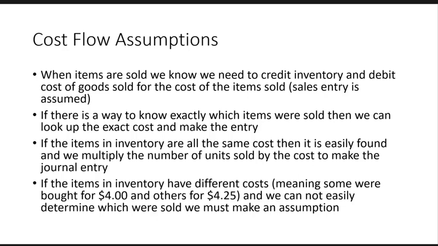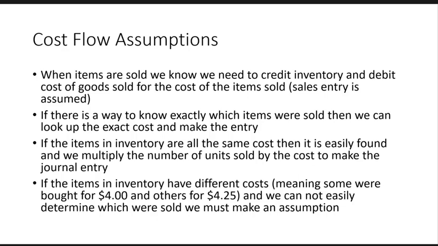If I can tell exactly, meaning each item has a unique serial number, then when I sell my item, I can look it up and know exactly what I paid for it when I bought it. If that's the case, that's what I should use when I sell it. I should use that cost to move from inventory to cost of goods sold. If all the units in inventory cost the same amount per unit, then I just need to know how many I sold and multiply it by the cost per unit.